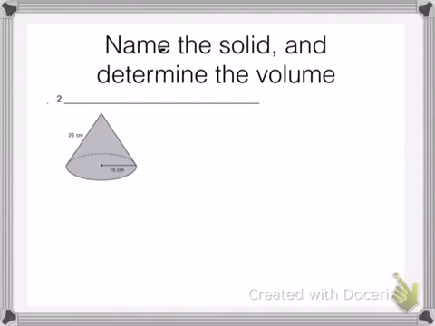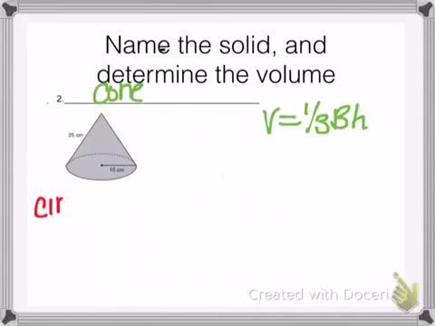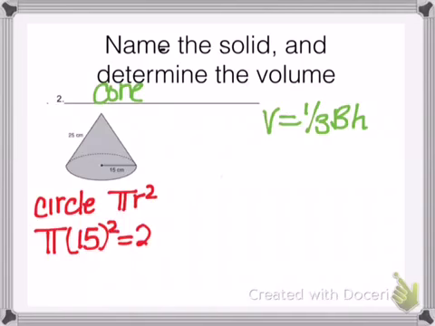Now, next question. I want you to determine or name the figure. In this case, it is a cone. So if I want to find the volume of my cone, I've got to use my formula. Volume equals 1/3 times the area of the base times the height. I can look at this shape and I can see that the base is a circle. So to find the area of a circle, I'm going to use the formula A equals pi r squared. So in this case, this is going to be pi times 15 squared, which is 225 pi.